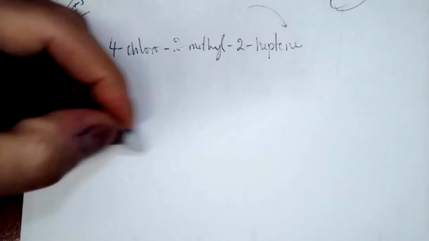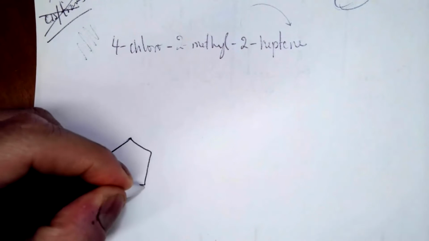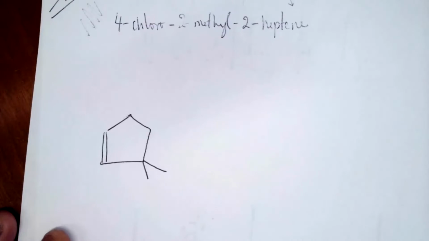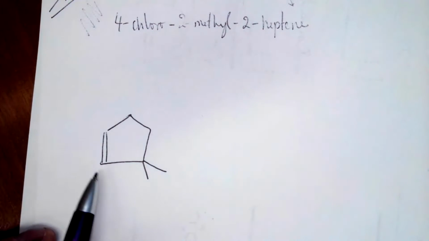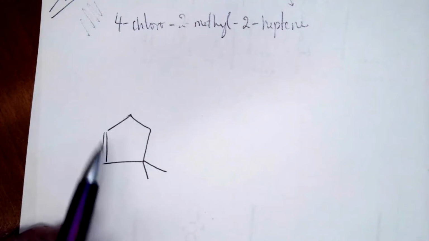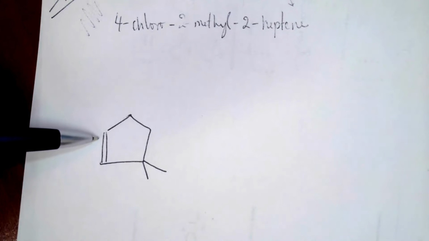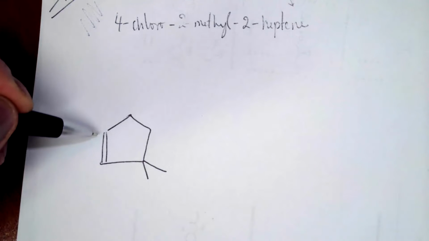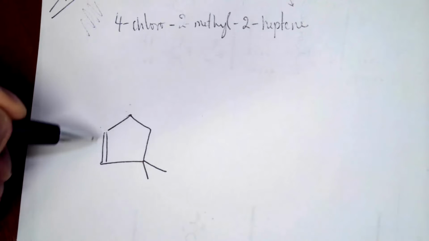What about with rings? Okay, my longest continuous chain is the ring, the cyclopentane, the five-member ring. I should start numbering with the double bond. The double bond is the one that gets priority, but always remember that whenever you number double bonds in a ring, your 1, 2 should go by the double bond.